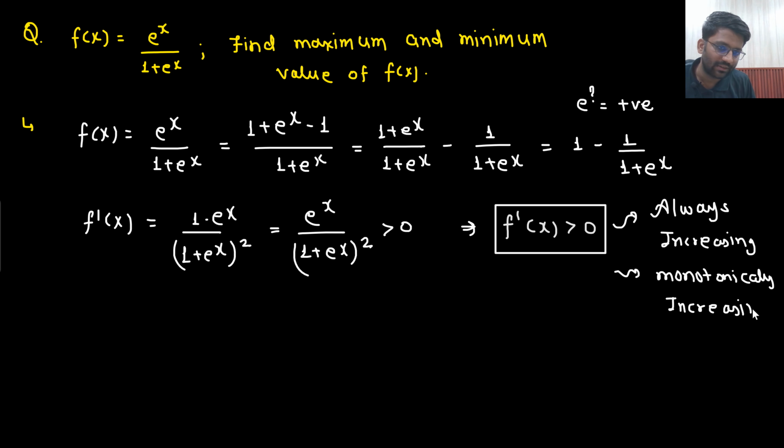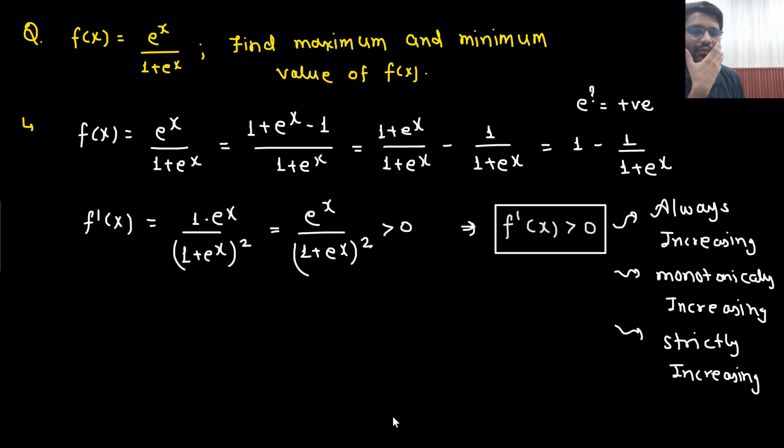Or what is the other name? Strictly increasing. Okay, strictly increasing. This is the other name. So these are the names it has. Anything could be written in the examination. So the graph is always increasing.